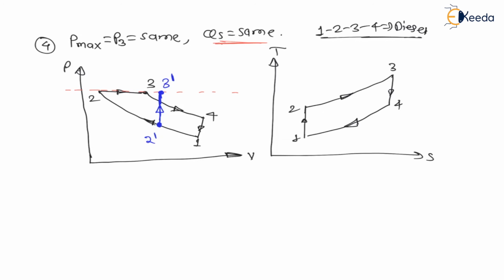Heat supply is constant, no? Now 2 dash to 3 dash is Otto cycle. Now 3 dash to 4, we have to go reversible adiabatically like this, therefore 4 dash will be somewhere here. Blue color is 4 dash, black color is 4, and 4 dash to 1 again. Therefore we can say here 1, 2 dash, 3 dash, 4 dash is Otto cycle.